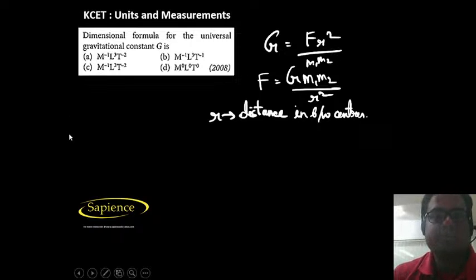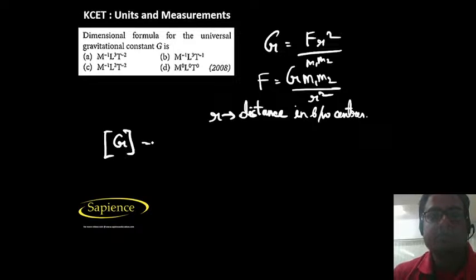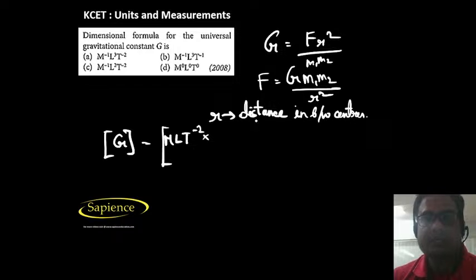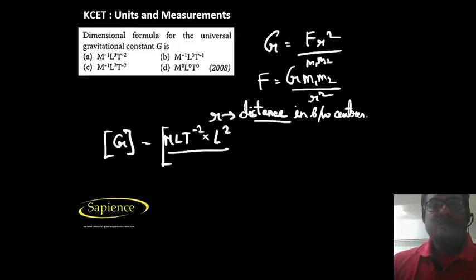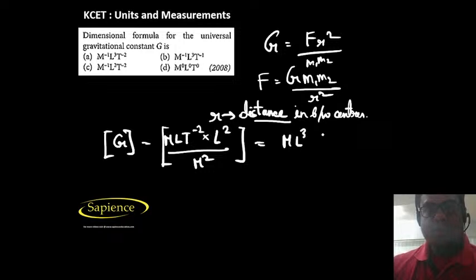So the dimensional formula for gravitational constant will be the dimensional formula of force, which is mass into acceleration, MLT power minus 2, times r, the distance between their centers, which is L square, divided by the product of their masses, which is M square. So that will be M L cube T power minus 2, so M power minus 1. This is the required dimensional formula, so the answer is option A.